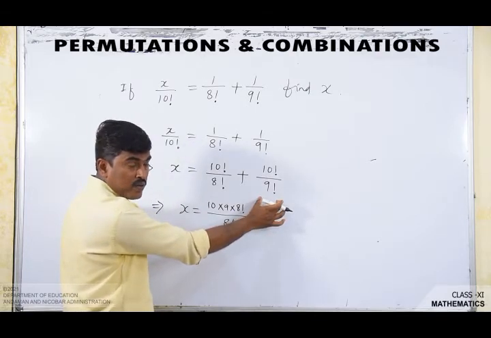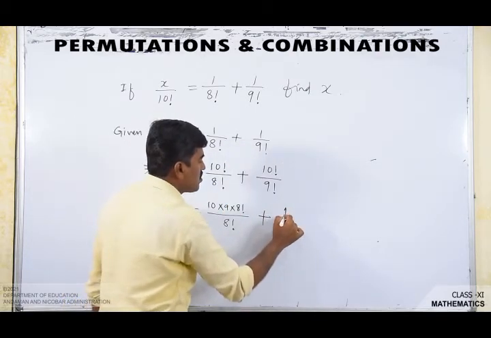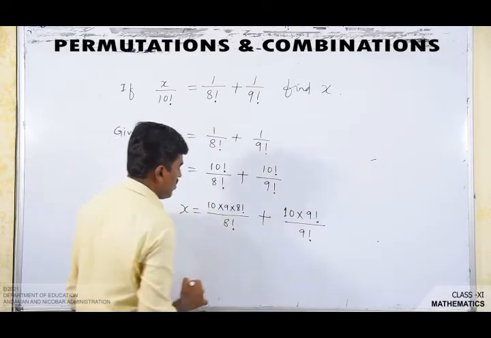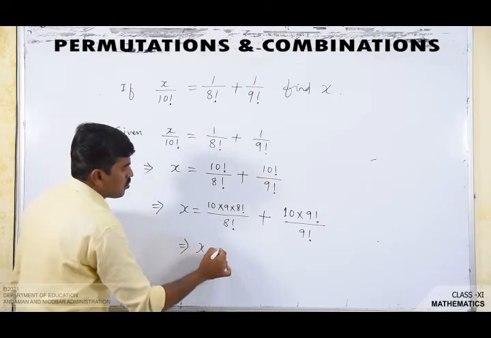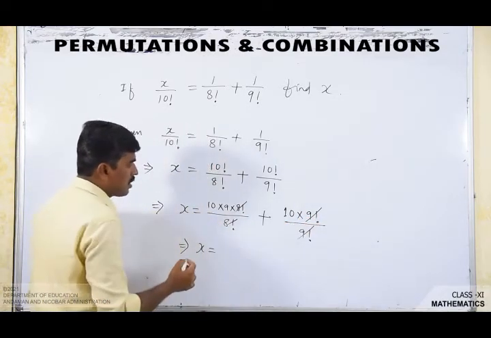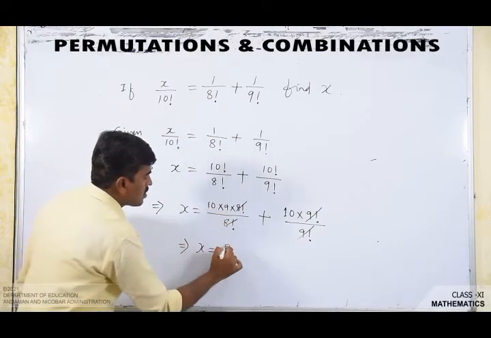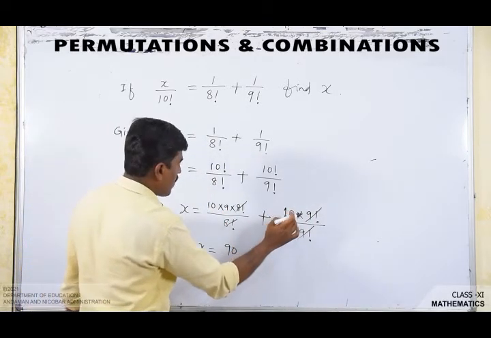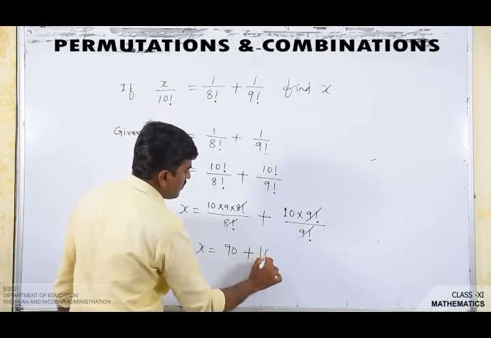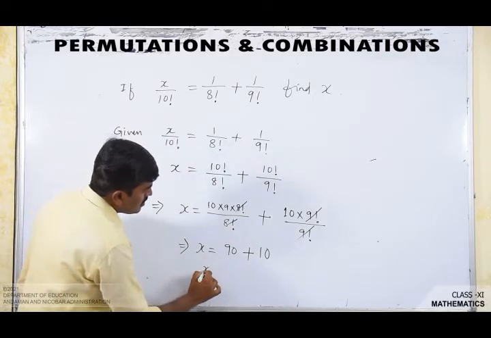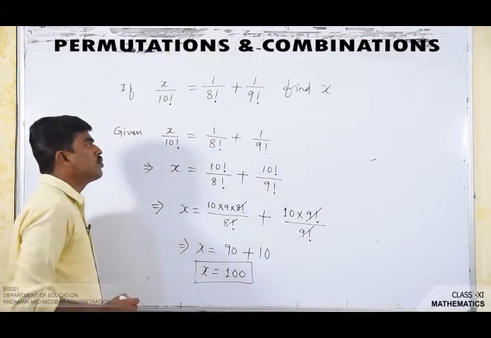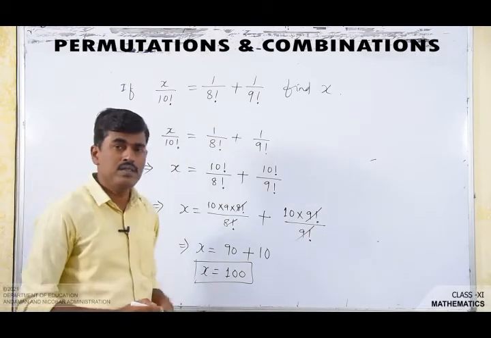So where we have to stop now? At 9 factorial. So it is 10 into 9 factorial divided by 9 factorial. That implies x is equal to, 8 factorial gets cancelled, and here 9 factorial cancelled. So it is 10 into 9, that is 90, and plus 10 is here, so it is 100. So the value of x is 100, clear. So in this way we have to solve this equation, clear.